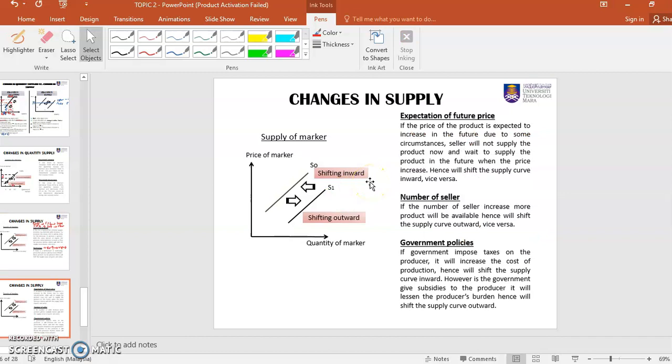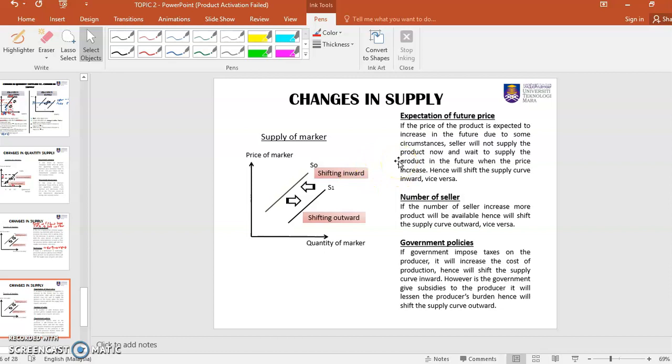Okay, changes in supply next is expectation of future price. If the price of the product is expected to increase in the future due to some circumstances, seller will not supply the product now and wait to supply the product in the future when the price increase. Okay, contohnya lah, the seller expect that the price of sugar will increase next month. Okay, kita tahu contohnya lah harga gula akan naik bulan depan. So as a seller, you akan jual banyak next month lah kan. So for this month you akan jual sikit. So supply curve shift to the left.